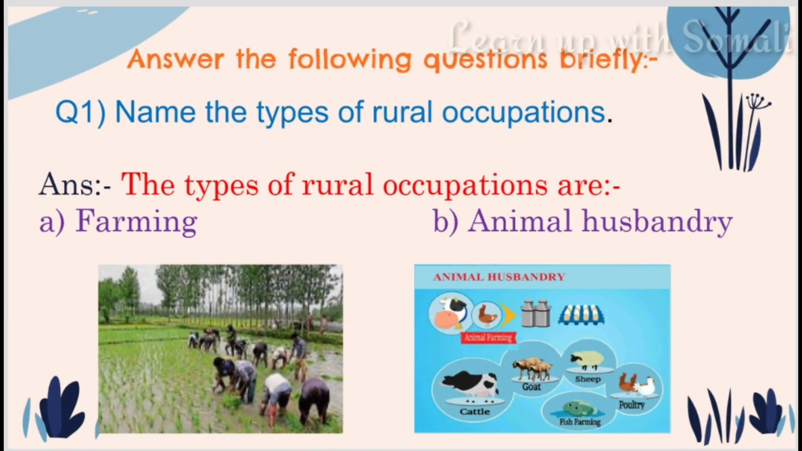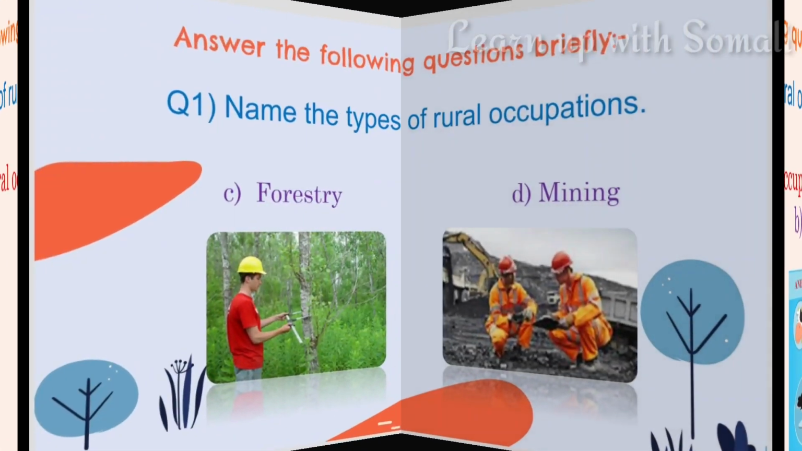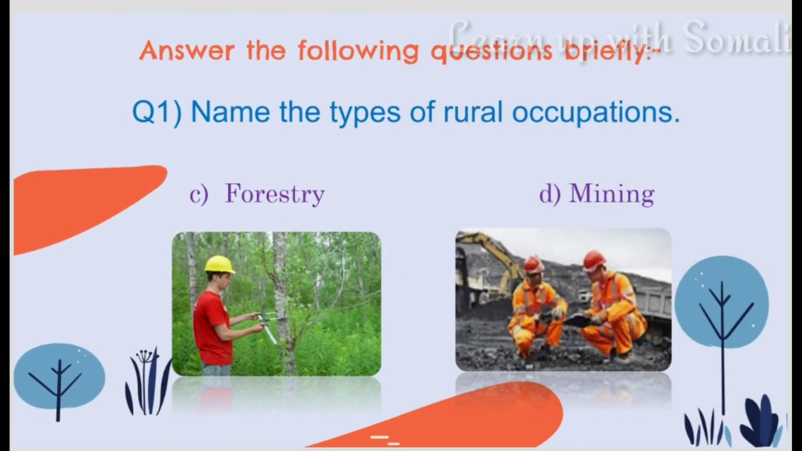Now let us start with answer the following questions briefly. Question number 1. Name the types of rural occupations. The answer is the types of rural occupations are number A farming, number B animal husbandry, number C forestry and number D mining. Kids, please write the answer of these 4 types of rural occupations in your notebook.